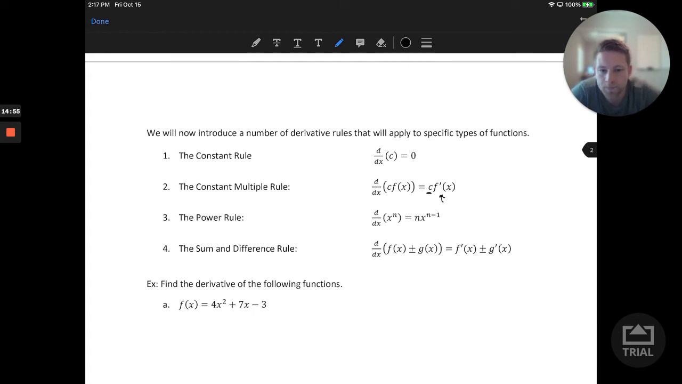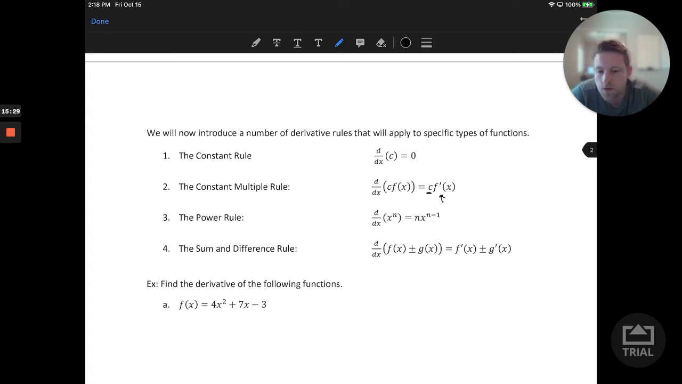The power rule is a really important rule that we'll want to know. It takes a function of the form x to the n power, where n is a constant value. This could be positive or negative. We would take the derivative by multiplying by the exponent and subtracting 1 from the exponent. So the derivative of x to the n becomes n times x to the n minus 1.